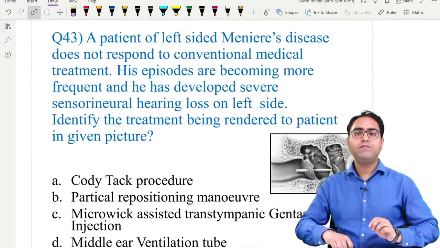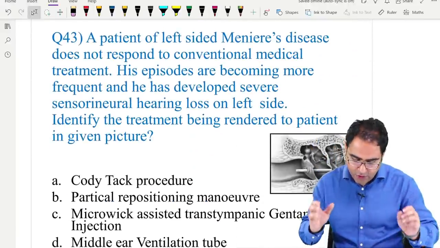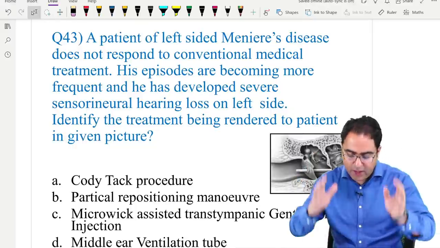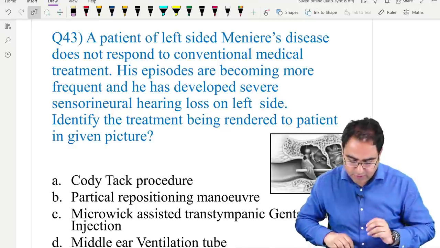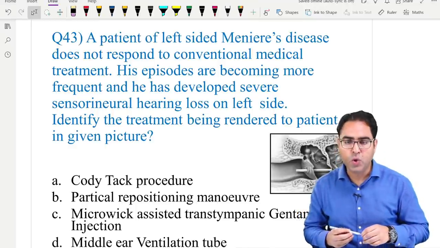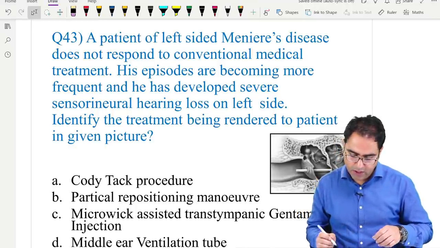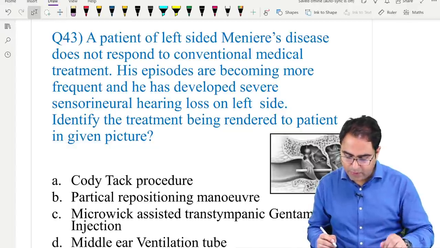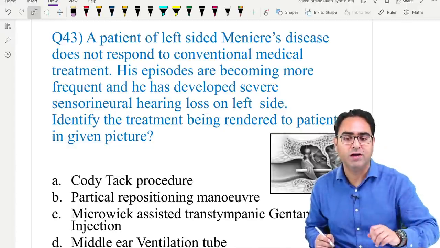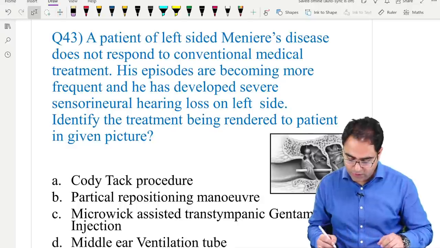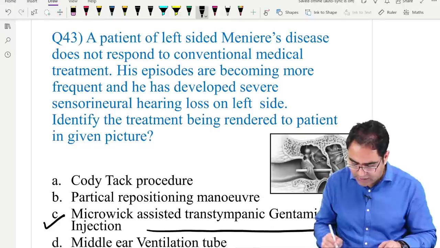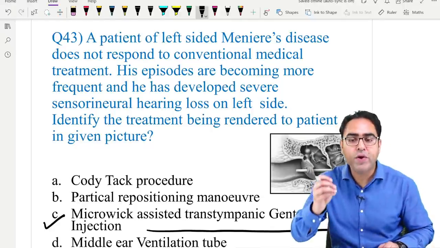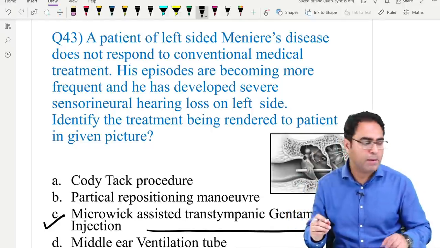Now, a patient with left-sided Meniere's disease does not respond to conventional medical treatment. His episodes are becoming more frequent and he has developed severe sensorineural hearing loss on the left side. Identify the treatment being rendered to the patient in the given picture. Everybody, please see the screen. It is microwick-assisted transtympanic gentamicin injection.